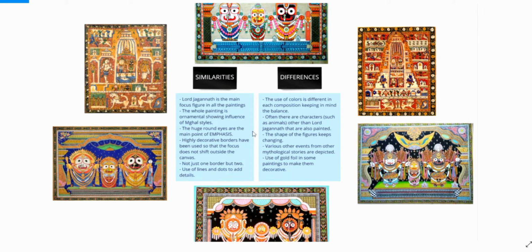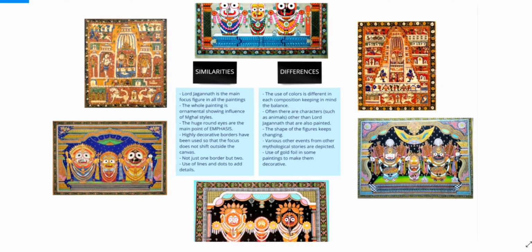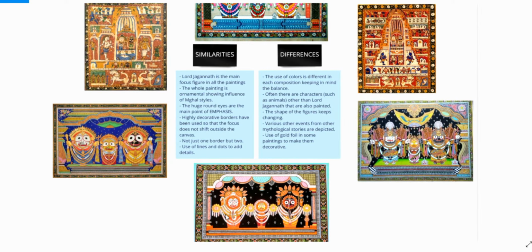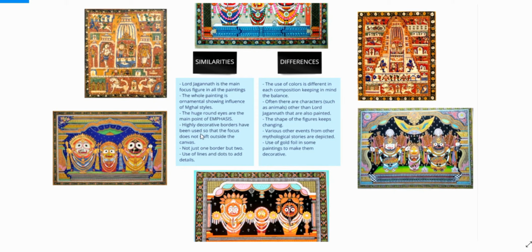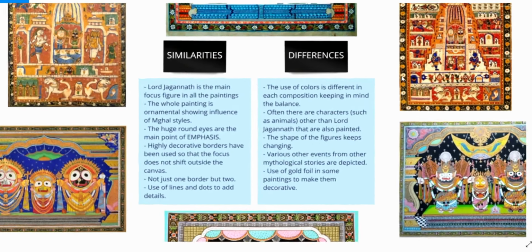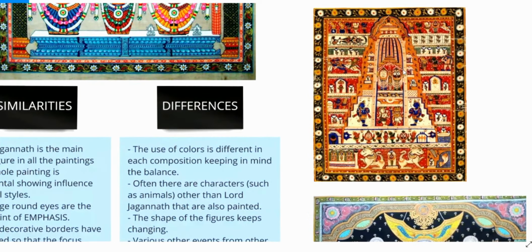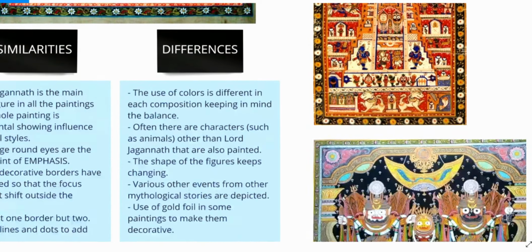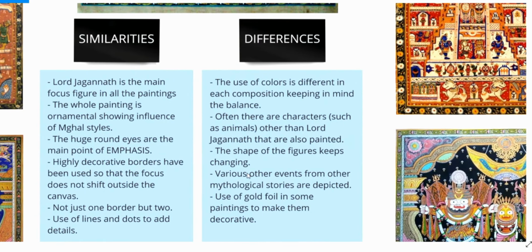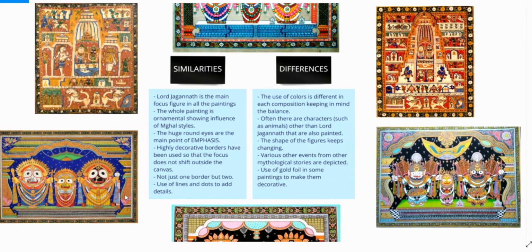The whole painting is ornamental, showing influence of Mughal styles, which is clearly visible in their jewelry as well as costumes. The huge round eyes are the main point of emphasis. So in this painting and even in this painting, which has so many elements and details, the eyes are the main focus figure. Highly decorative borders have been used, and we can see that not just one border but two borders have been used so that our focus does not shift outside the canvas.